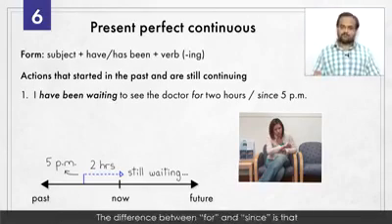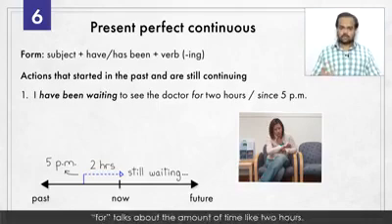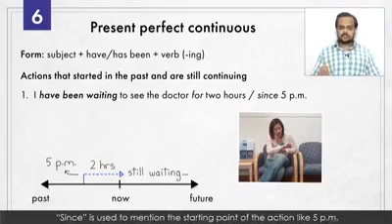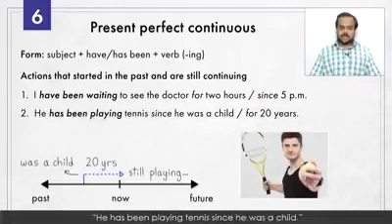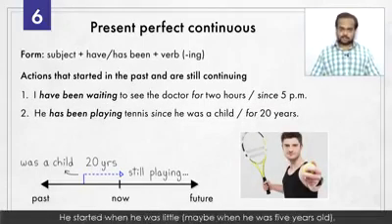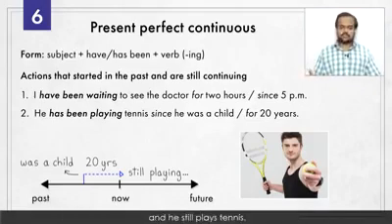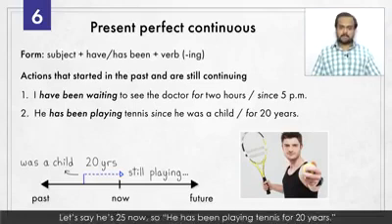The difference between for and since is that for talks about the amount of time, like 2 hours. Since is used to mention the starting point of the action, like 5 p.m. Here's another sentence. He has been playing tennis since he was a child. He started when he was little, maybe when he was 5 years old, and he still plays tennis. Let's say he's 25 now, so he's been playing tennis for 20 years.